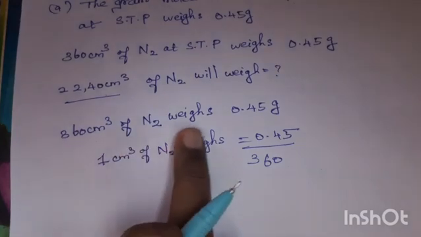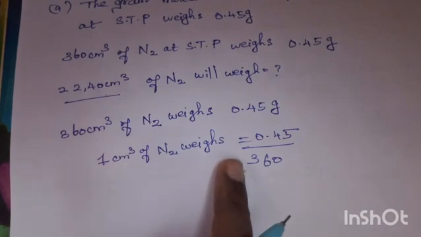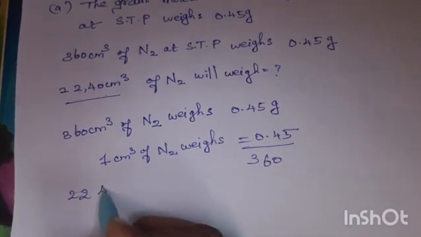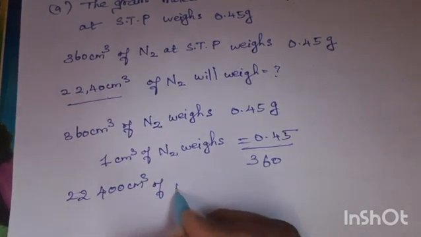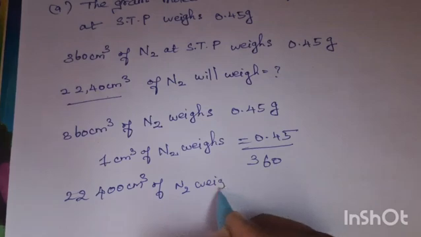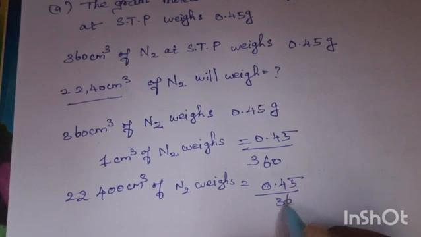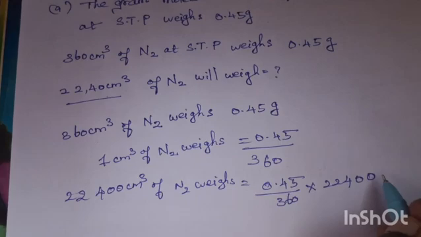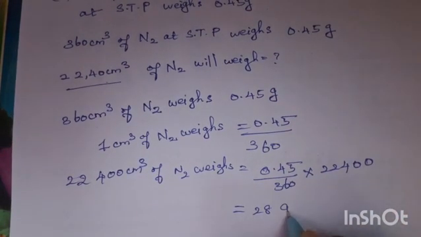360 centimeter cube of nitrogen weighs 0.45 gram. 1 centimeter cube of nitrogen weighs 0.45 divided by 360. Then what about 22,400 centimeter cube of nitrogen? It weighs 0.45 divided by 360 into 22,400. When you simplify this, you get 28 gram.